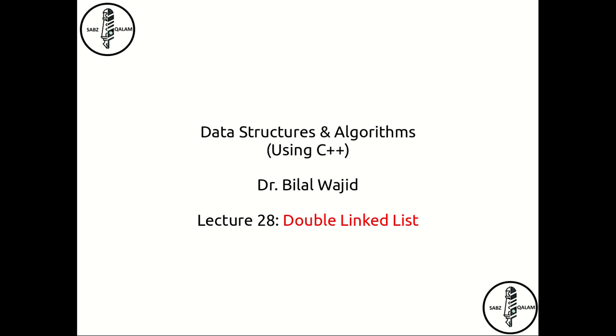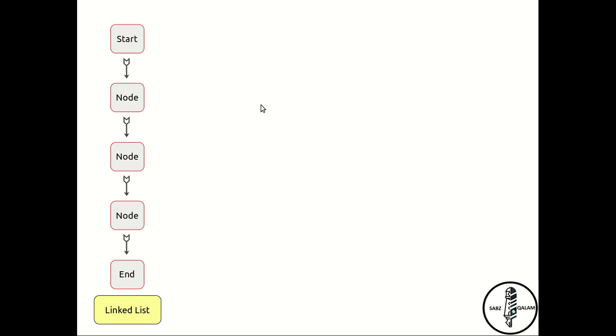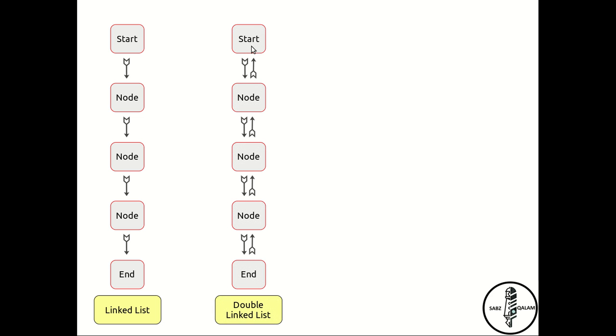Today we're going to talk about a double linked list. Now, we have previously discussed a single linked list. Here, any node has only one pointer pointing to the next node, and you can only traverse from the beginning till the end. This is what a double linked list looks like.